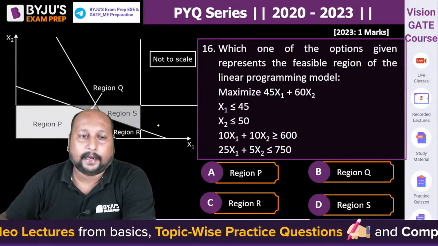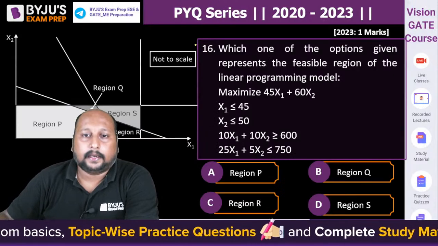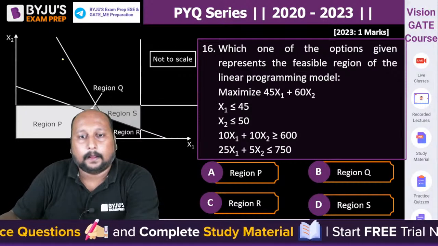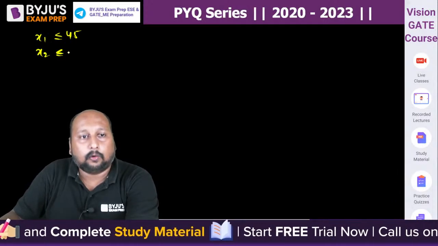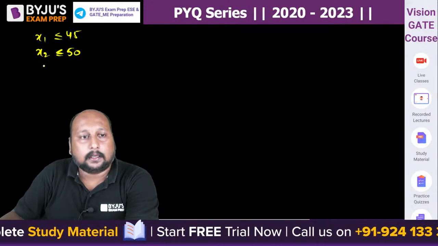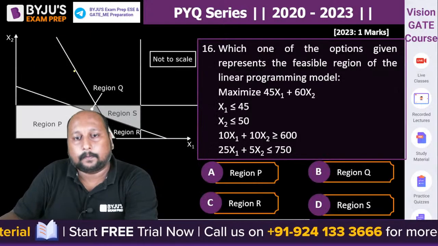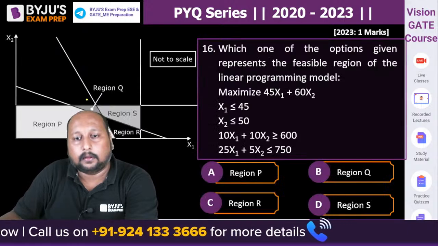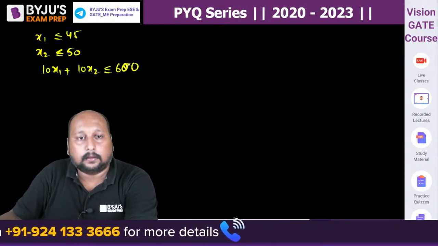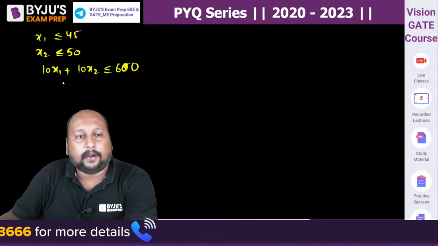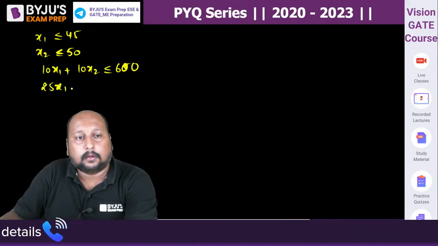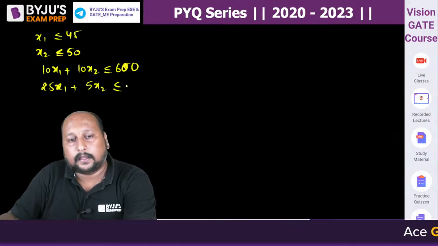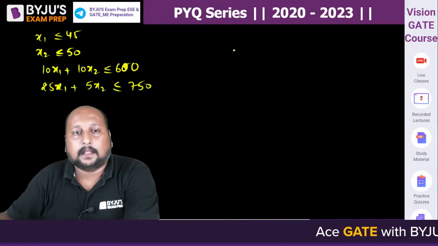Let us try to identify. Let us write it over here. X1 is less than equal to 45. X2 is less than equal to 50. 10x1 plus 10x2 is less than equal to 600. 25x1 plus 5x2 is less than equal to 750. Right? So we can write this in the constraint format.